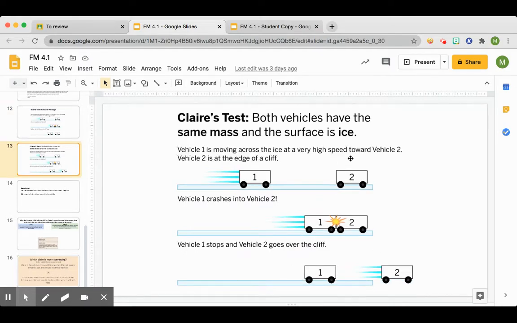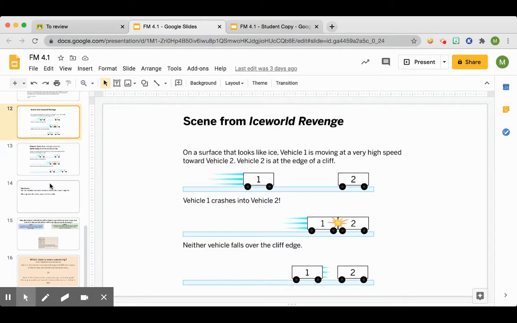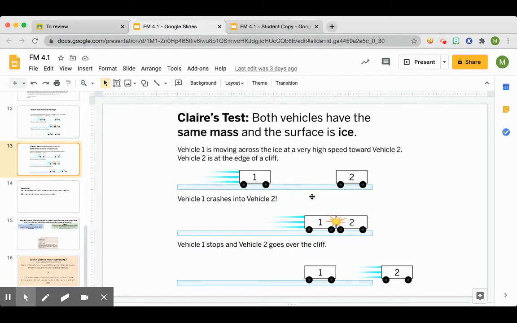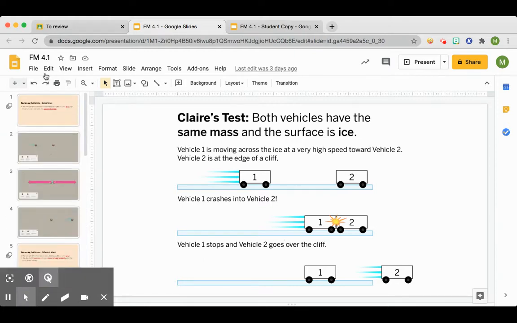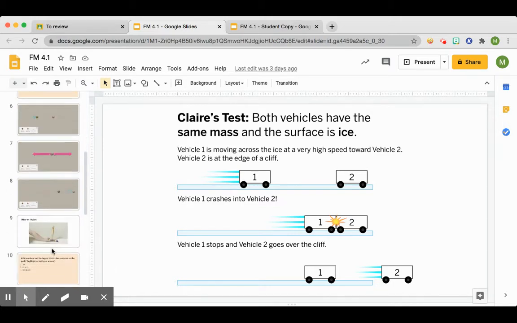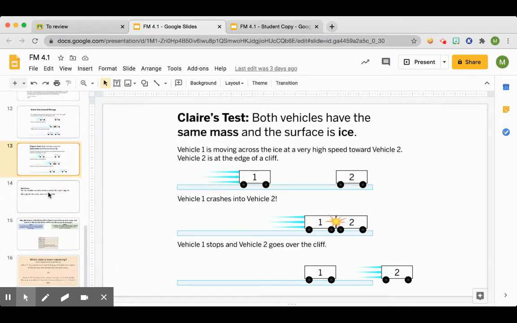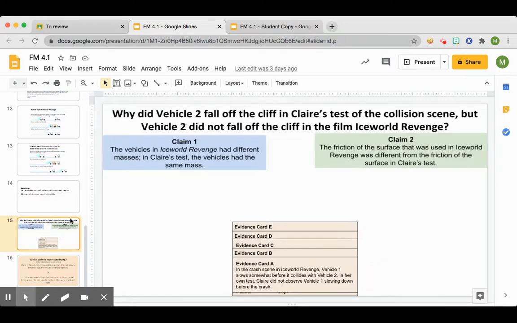In Claire's test, both vehicles had the same mass and the surface was ice. Vehicle 1 is moving across the ice at a very high speed towards Vehicle 2, and Vehicle 2 is on the edge of the cliff, just like in the movie. Vehicle 1 crashes into Vehicle 2, again, just like the movie, but in Claire's test, Vehicle 2 flies off the cliff and Vehicle 1 stops. So using what you have reviewed from collisions, watching the video on friction should help you to sort these pieces of evidence into different claims.